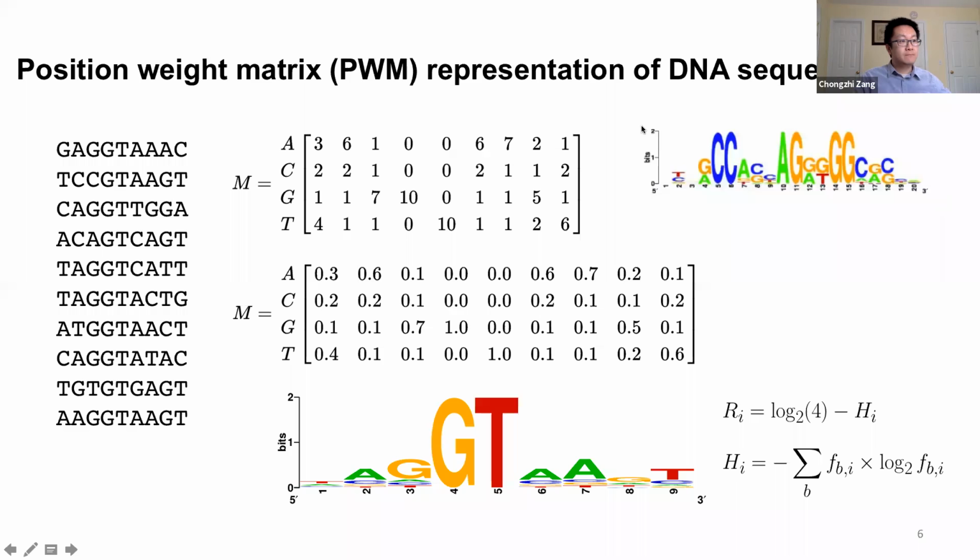Intuitively, the sequence logo of this type of plot is a graphic representation of a position weight matrix. A position weight matrix is a quantity or a matrix to quantify a sequence motif. So here is an example of how to define, how to calculate a position weight matrix, the PWM.